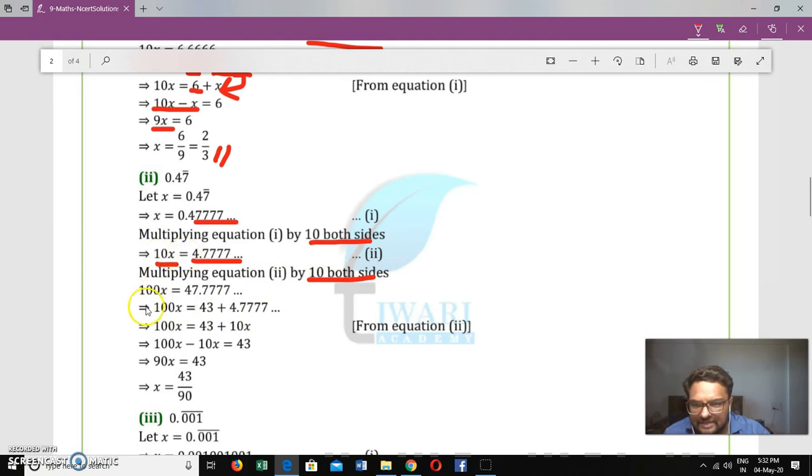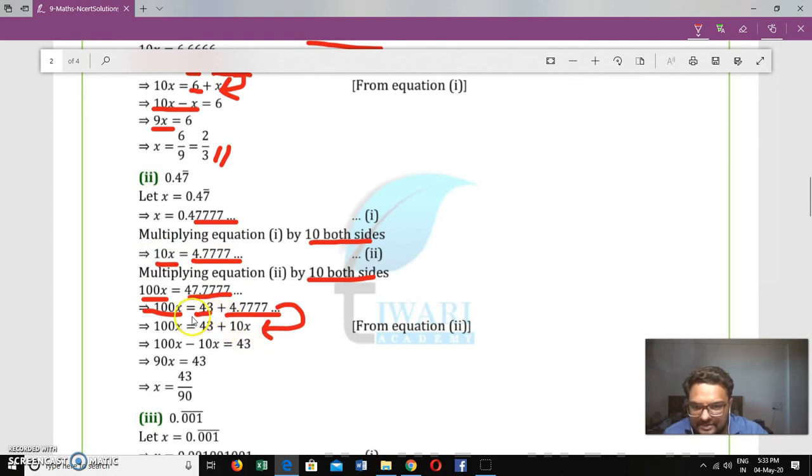10 into 10 will give you 100x. And this 4.777 multiplied by 10 will give you 47.77777. Now this 10x as it is. 47.777 is split into 43 plus 4.777. This 100x as it is. 43 as it is. 4.777 we will write as 10x, because we know the value of 10x is 4.777. So we'll write 10x.